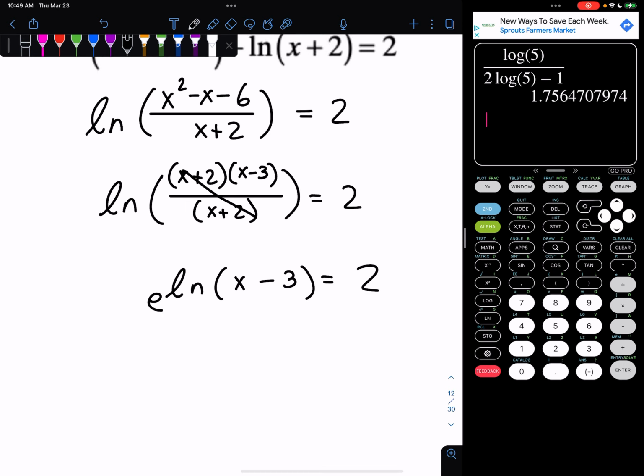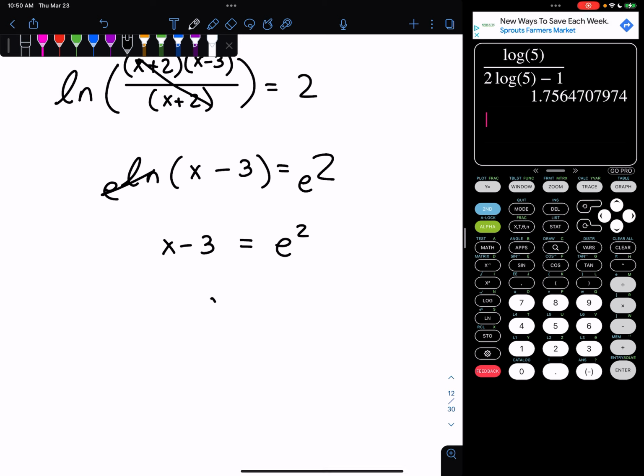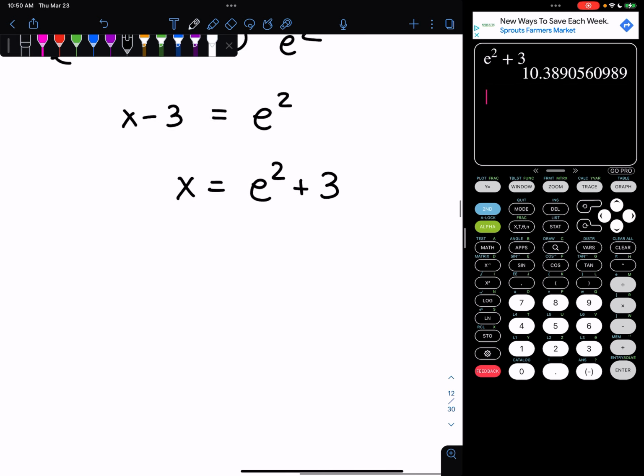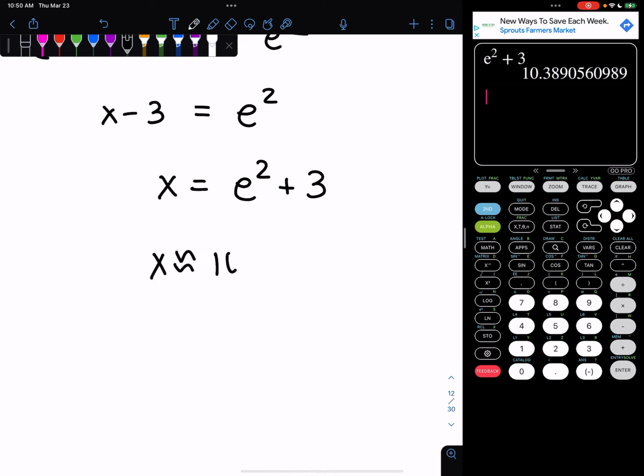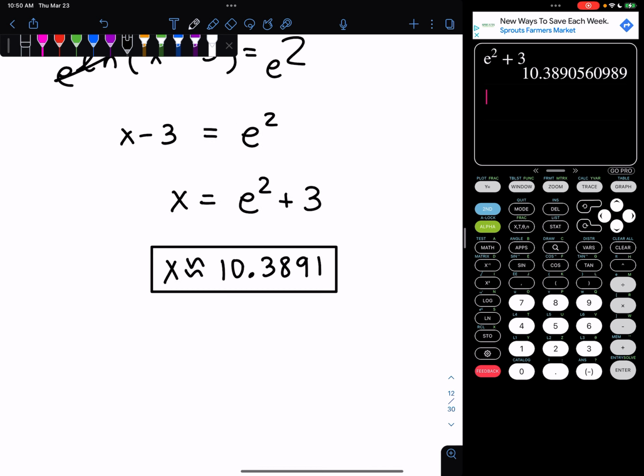Okay, well that's awesome because remember when I said put everything to the e? That's how you write an exponential. So x minus 3 is really equal to e squared. Okay, so x is really equal to e squared plus 3. Look at how quick this is on my calculator. e squared and plus 3. Ta-da! So x is approximately equal to 10.3891. There we have it. Sorry, it took a second for the extra 1 at the end.